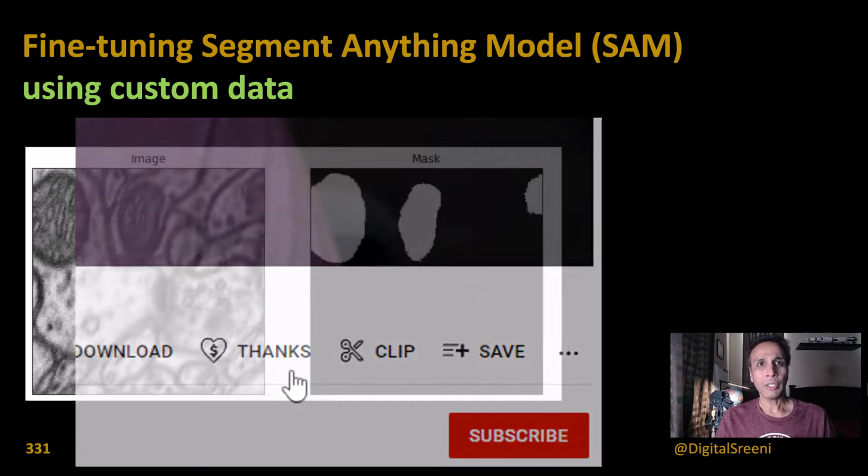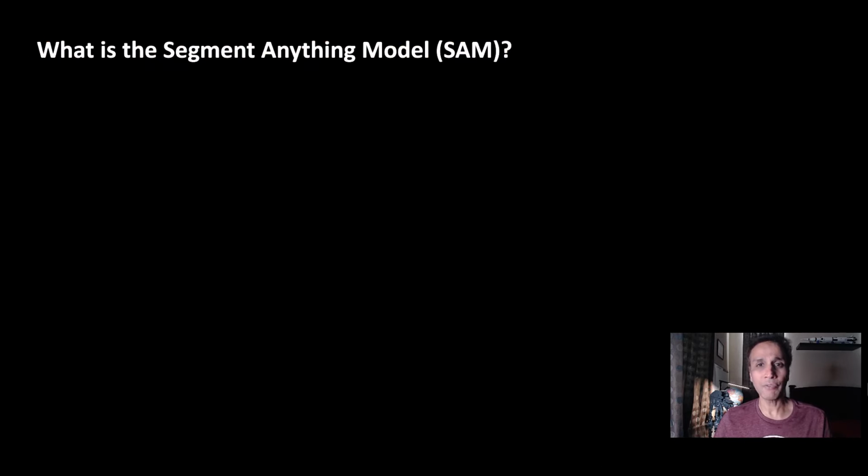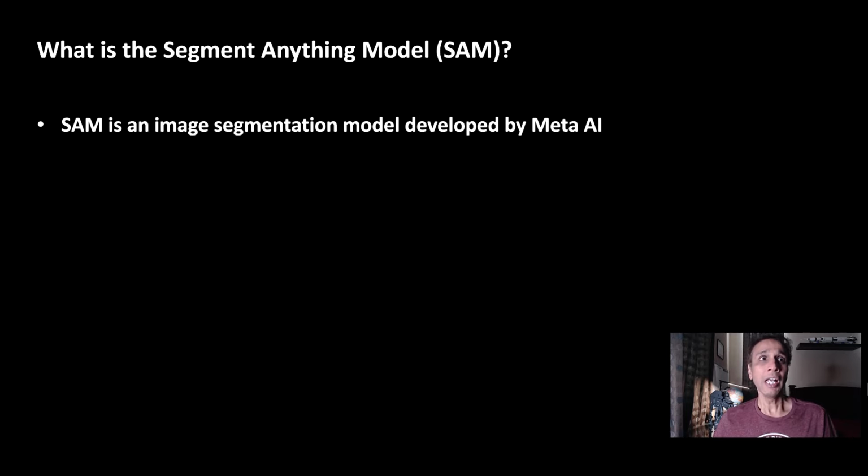Okay, now getting back to the topic, let's start by understanding what this SAM is all about. And of course, I'm doing this video because this has been a buzzword recently, right? I mean, it can detect anything. That's what the segment anything model stands for. Now, it's an image segmentation model, and that's developed by Meta AI or Facebook AI, if you want to call that.